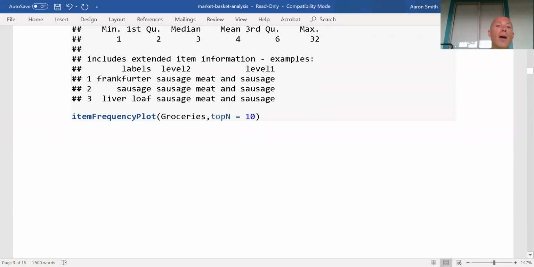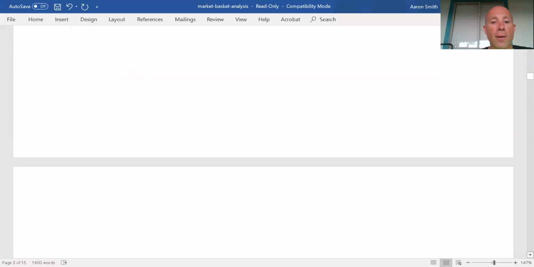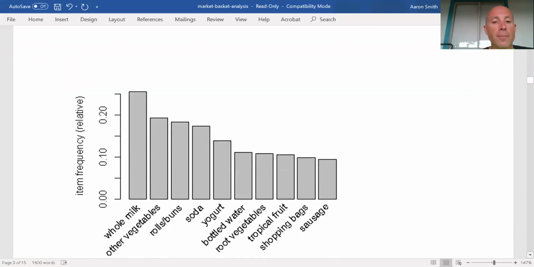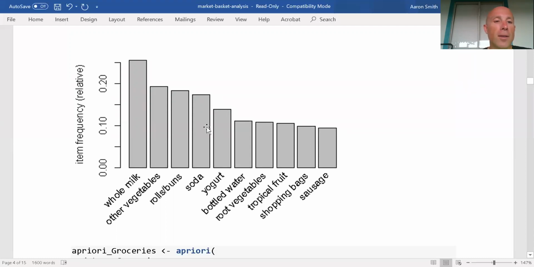All right, now there's the item frequency plot that generates a bar plot. Here I'm telling it to only grab the top 10 from the groceries data set. The most frequent item is whole milk, then other vegetables, rolls and buns, soda, yogurt, bottled water, root vegetables, tropical fruit, shopping bags, and then sausage. And this gives you relative frequency.